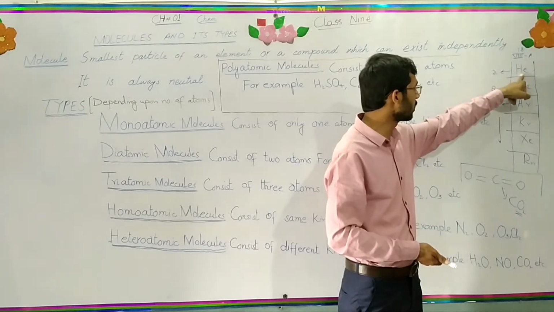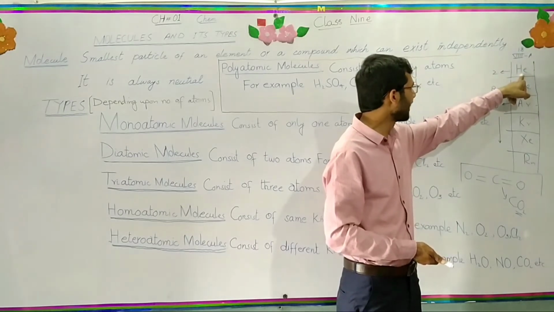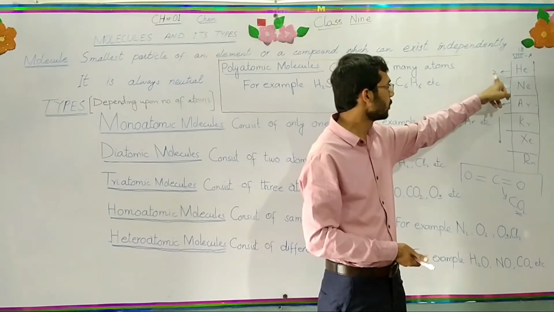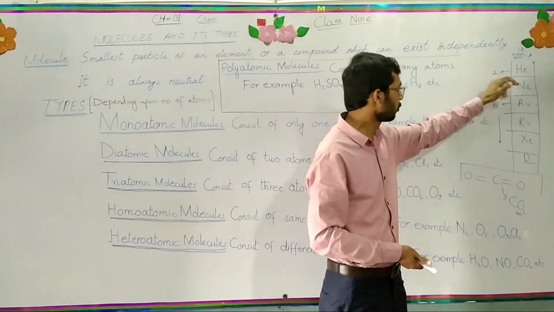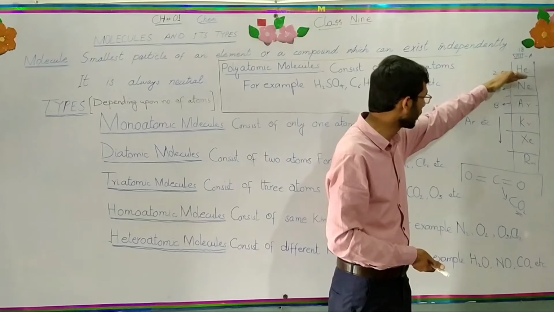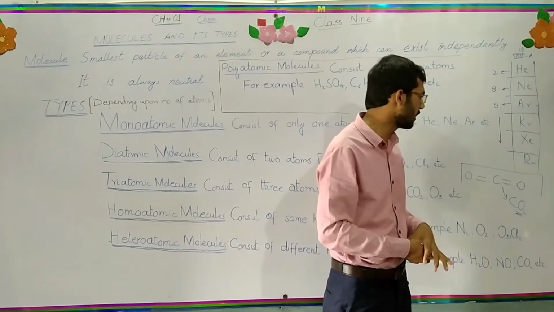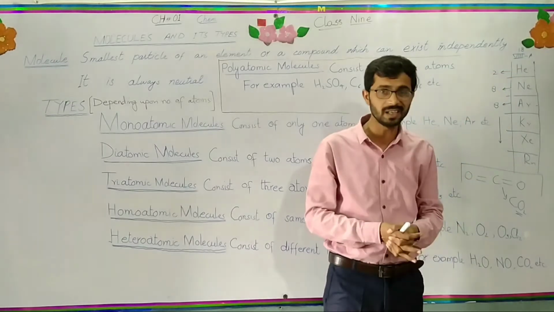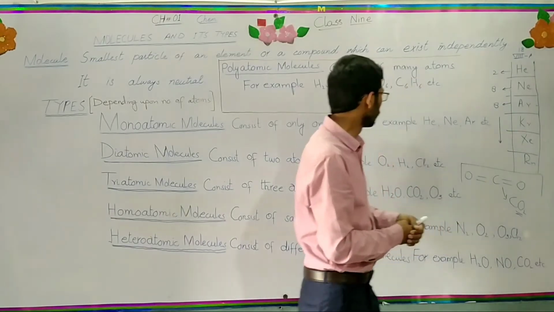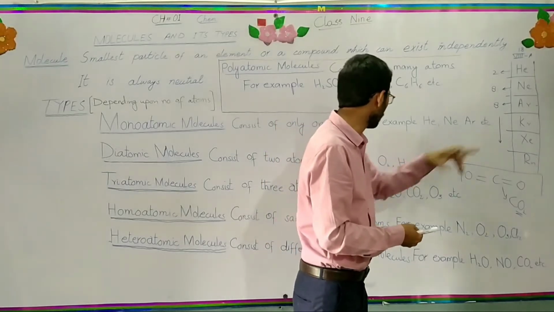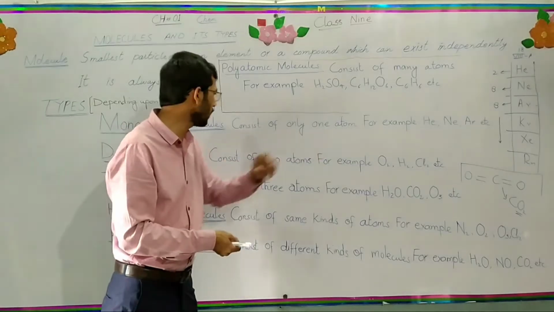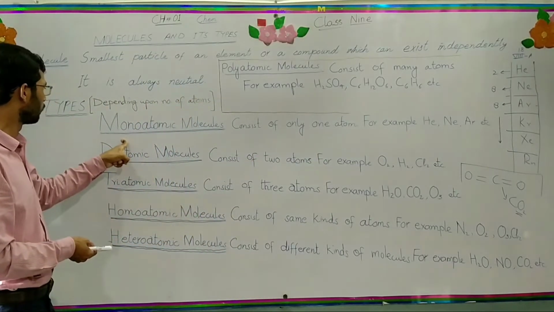The first element, helium, has 2 electrons in the first shell, and the first shell can accommodate 2 electrons, and all the remaining elements that are present in group number 8A have 8 electrons in their valence shell. They don't lose, share or gain electrons. They have already completed their valence shell. So these are called monoatomic molecules. Monoatomic molecules consist of only one atom. The word mono means one.